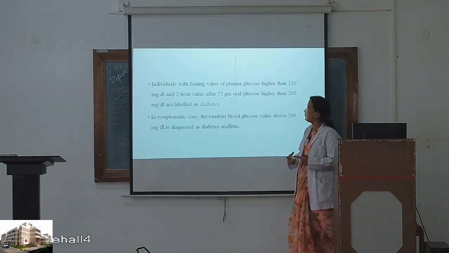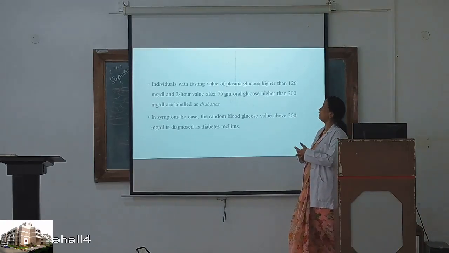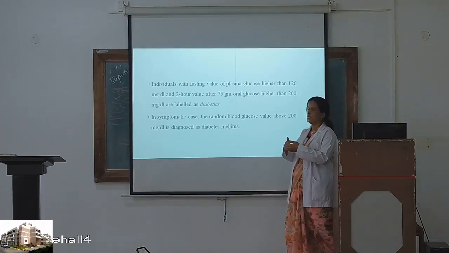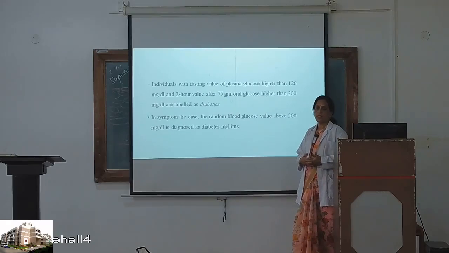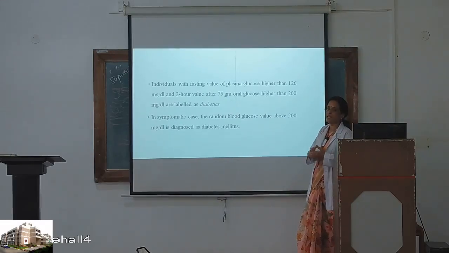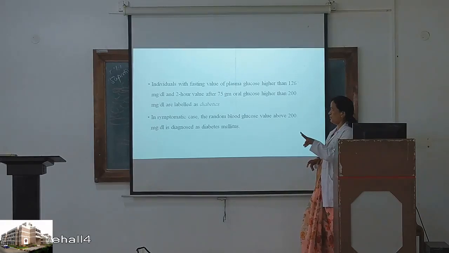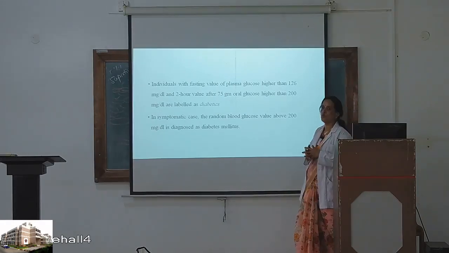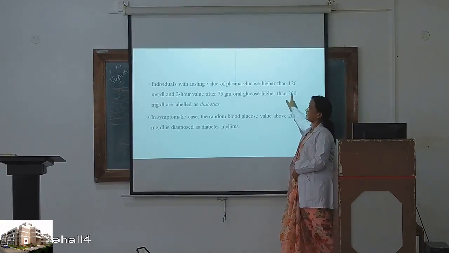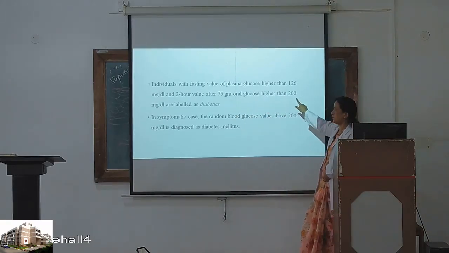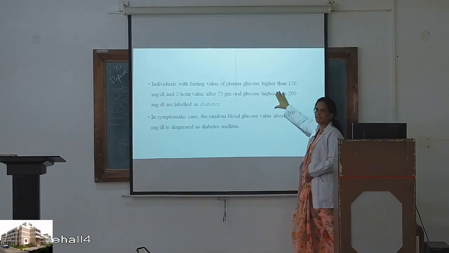Read. Individuals with fasting value of plasma glucose higher than 126 milligrams per deciliter. So FBS, more than 126 milligrams per deciliter, and a 2-hour value after 75 grams of oral glucose, which is more than 200 milligrams per deciliter, are labeled as diabetic. So this is the criteria.